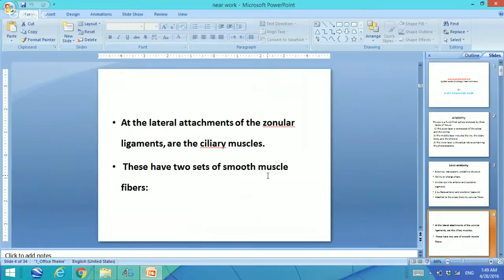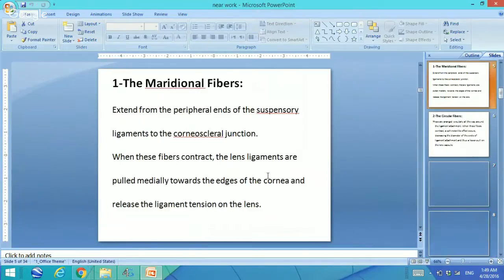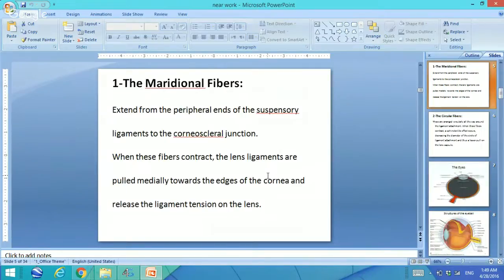These ciliary muscles are of two types. The meridional fibers extend from the peripheral end of the suspensory ligament to the corneoscleral junction. When these fibers contract, the lens ligaments are pulled medially towards the edge of the cornea, and so release the ligament tension on the lens.